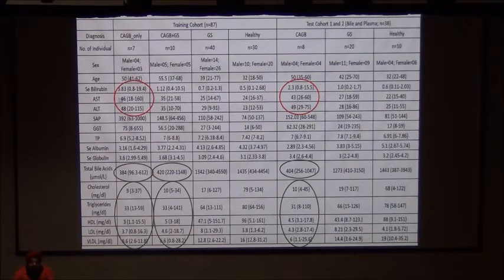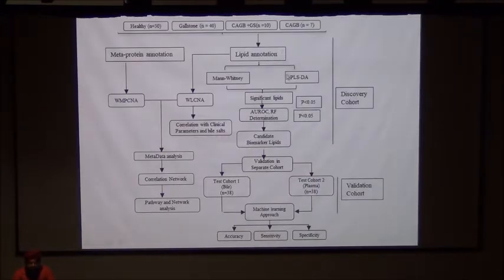If you see, the liver parameters decreased in the training as well as the test cohort. The bile acids and the lipid levels were significantly downregulated both in the training and the test cohort in the CAGB patients. So this is the statistical flow chart.